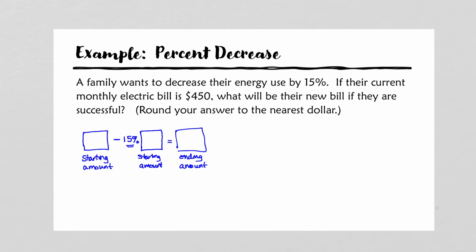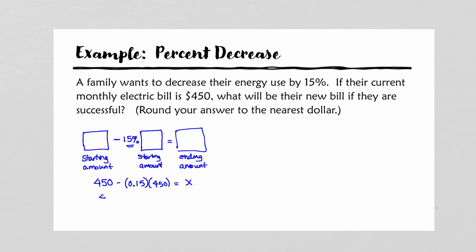So let's fill in the boxes. We know that the current bill or the starting bill for this family is $450. We are then decreasing by 15%. So we're going to multiply 0.15, which is 15% converted into a decimal, times that starting amount, which is $450. That's going to give us our ending amount, but notice the problem asks what will be their new bill. So we are looking for that ending amount. So I'm going to use X to represent that amount that's unknown.